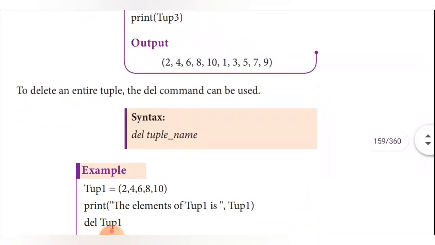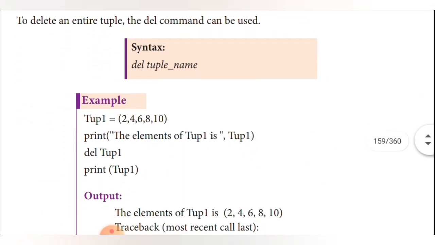Now you can see the syntax for how to delete tuple elements. If you want to delete a whole tuple, we can use the del command. To delete an entire tuple, the del command can be used. The syntax is del, where del is the keyword. After writing the del keyword, you have to specify the tuple name. For example, if you want to delete tup1, you write del tup1, and that tuple is deleted.